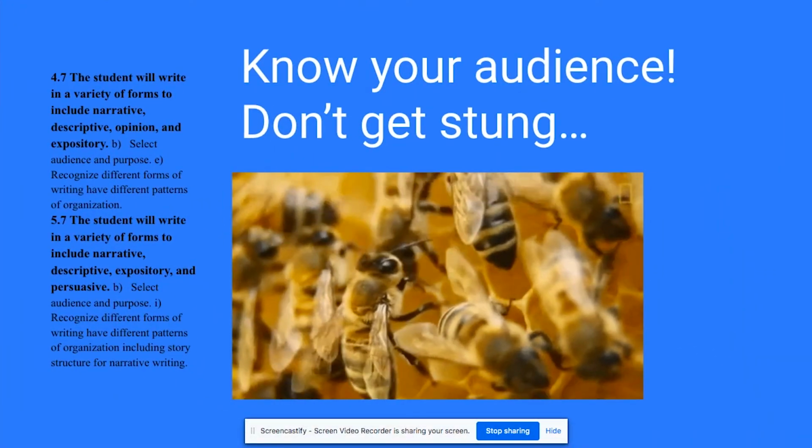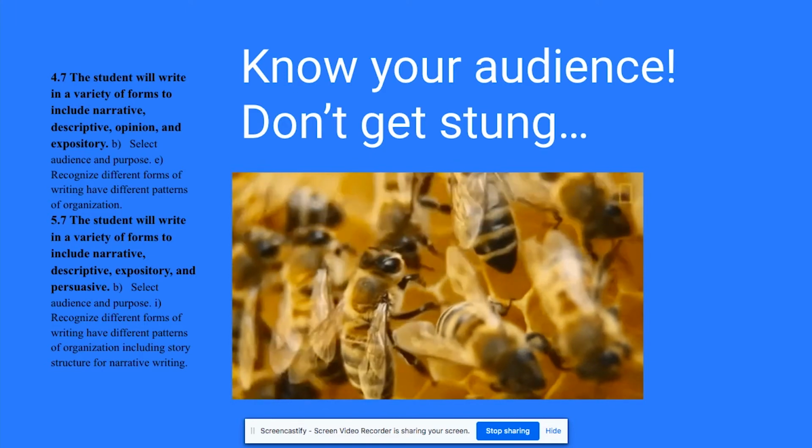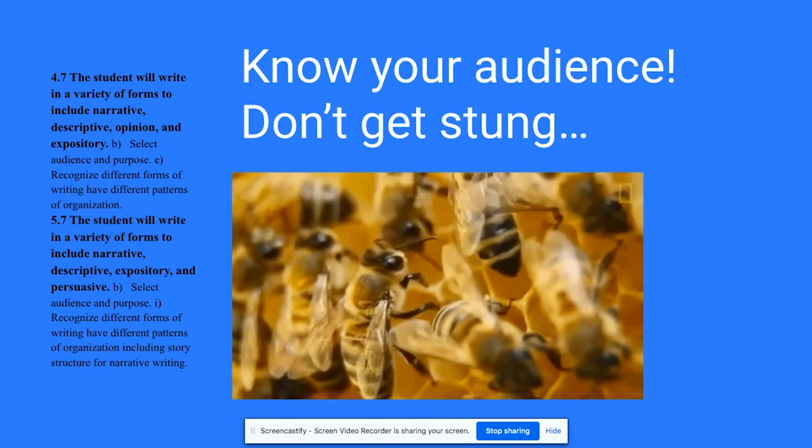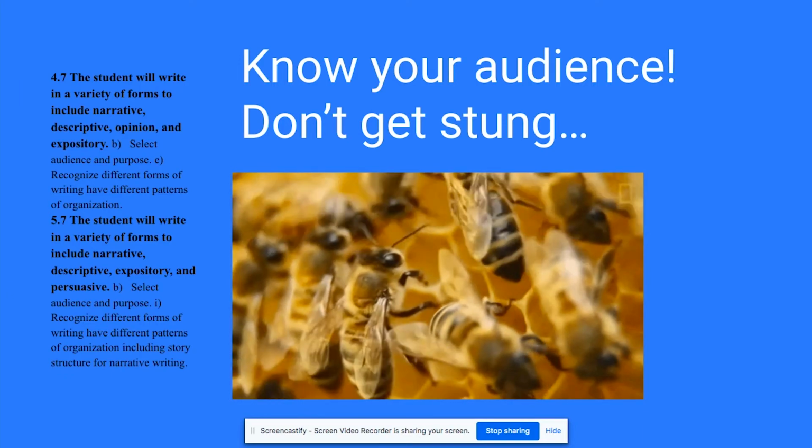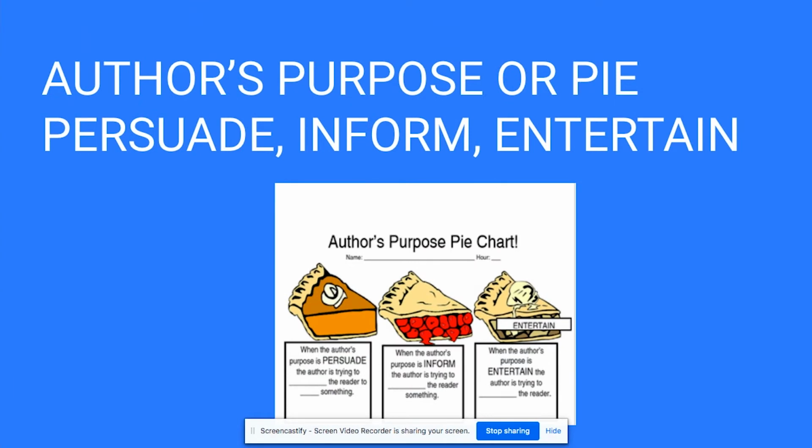It's really important to know your audience. You don't want to get stung. After all, when you understand who you're writing for and the purpose, you know what kind of writing to do. You may remember from earlier grades that author's purpose, or PIE, means to persuade, inform, or entertain. But there's a lot more to it.